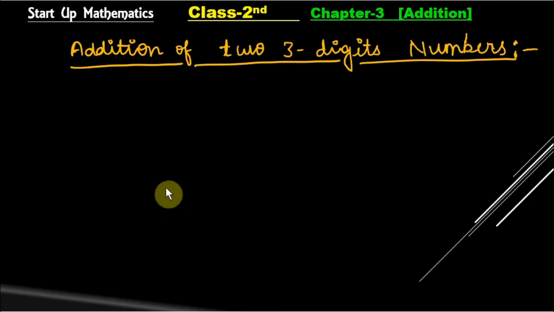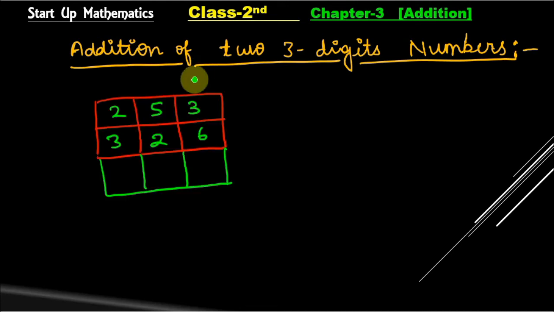Our next topic is addition of two 3-digit numbers. To add 3-digit numbers, first add the ones place, then the tens place, and finally the hundreds place. Look at the given example. We start adding from the right side. 3 and 6 are in the ones place, so we add 3 plus 6. So 3 plus 6 is equal to 9.